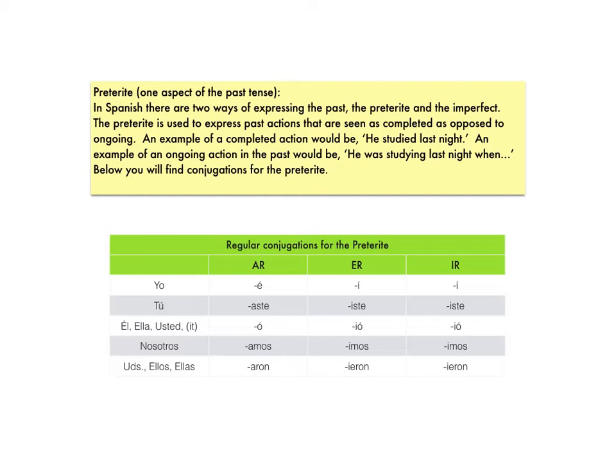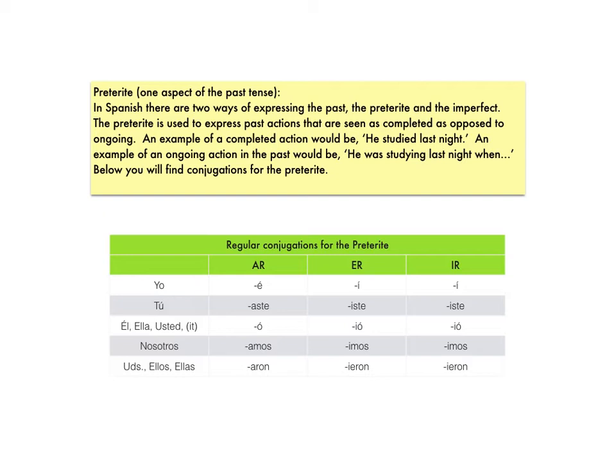So for AR verbs, aste, ó, amos, aron. And if it's an ER or an IR verb, iste, ió, imos, and ieron. Okay, so that's an important table. You will be expected to know that and use it with verbs. Okay, and we'll take a look at some examples here in just a sec.